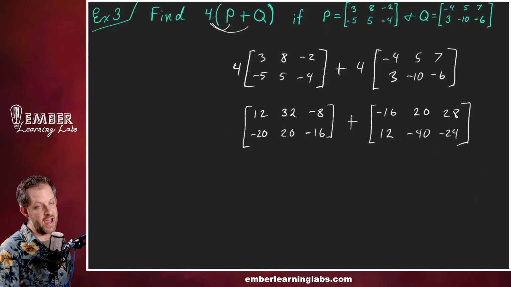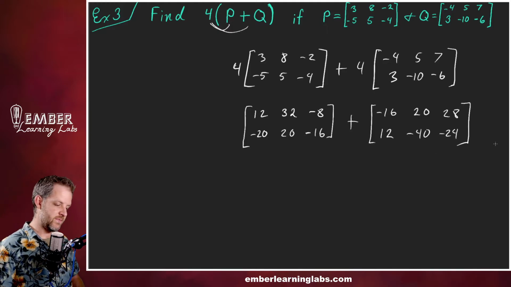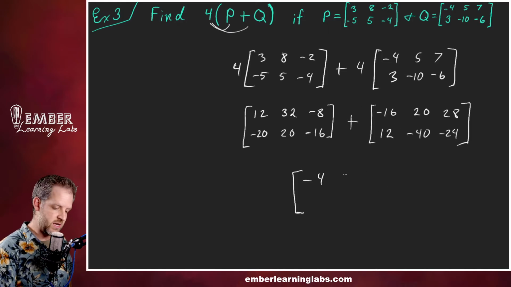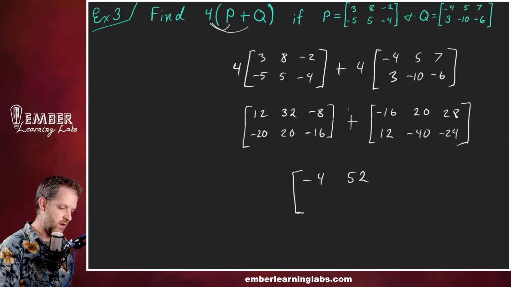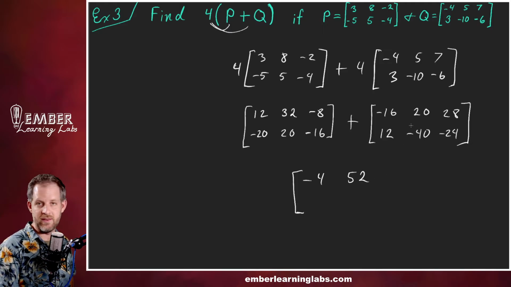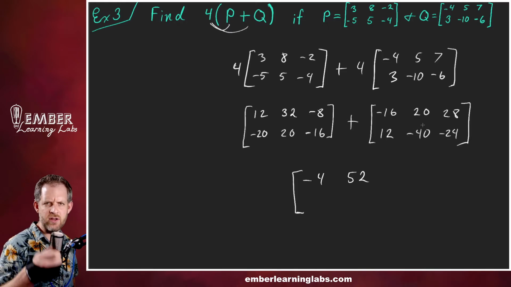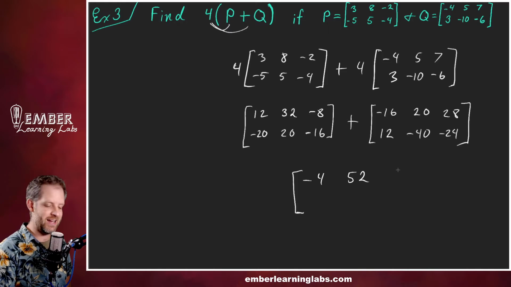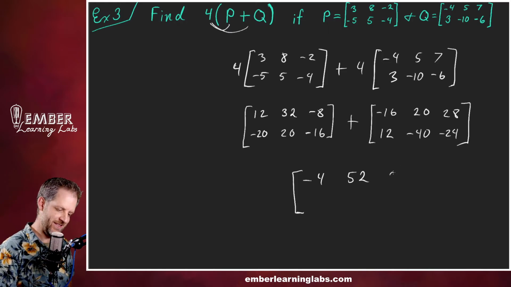So now we just add them up component-wise. 12 plus negative 16 is negative 4. 32 plus 20 is 52. Negative 8 plus 20 is positive. Excuse me. I jumped the gun. Gave you a spoiler. Sorry, ruined your life. Negative 8 plus 28 is 20.